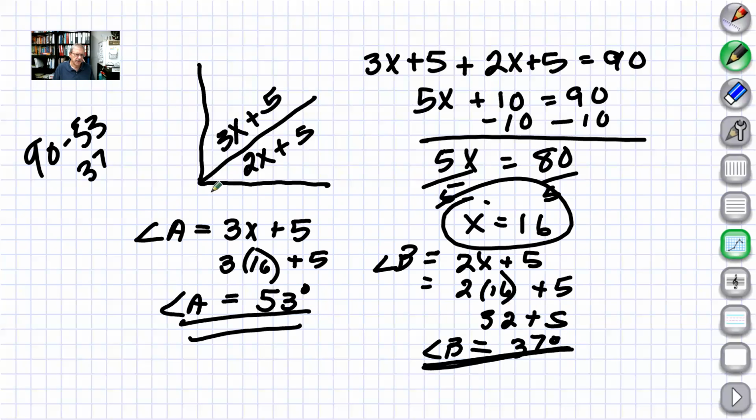Now we could do the same thing if these were complementary angles. If these angles were supplementary, if they added up to 180 degrees, we could also do the same thing by simply, instead of setting the equation equal to 90, setting it equal to 180. I think they have a little simple one in the book.